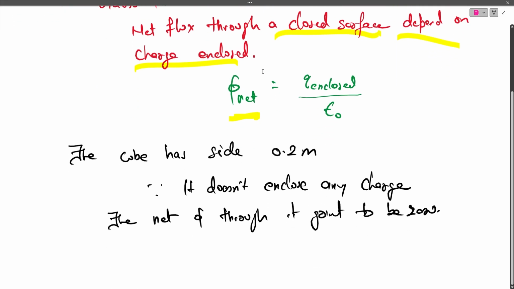Now in this question we have been given that the side of the cube is 0.2 meter, but there is no statement suggesting any charge inside the cube, so the flux is going to be 0 according to Gauss's law. Also, we can say that the uniform field lines enter and exit the cube, and thus the net flux through the cube is going to be 0.